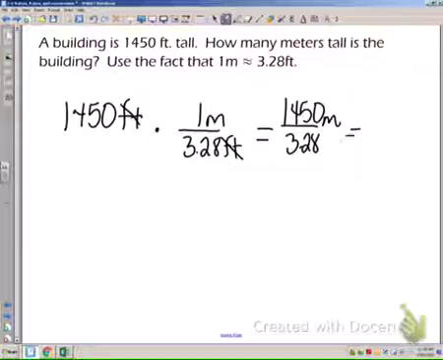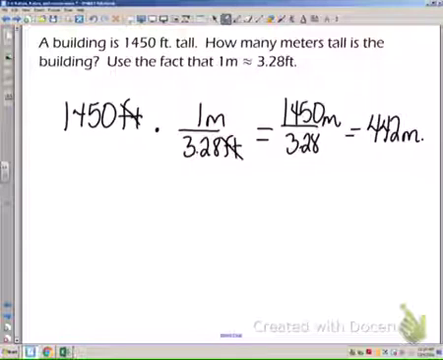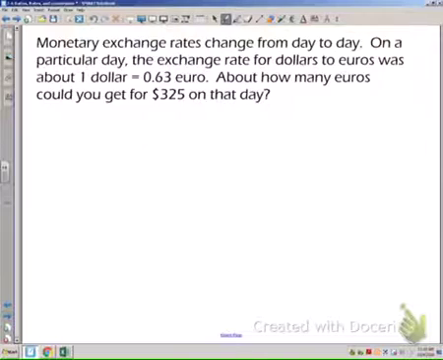So my final answer would be 442 meters. Once again, I know that it should be smaller than what I started with because there's 3.28 feet in 1 meter. So of course it would make sense that there's 442 meters to 1,450 feet.